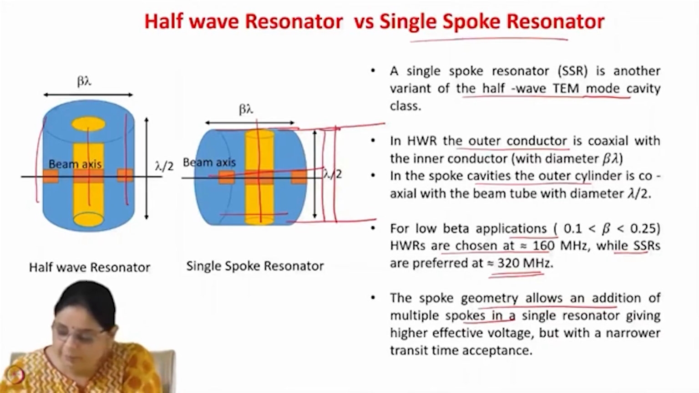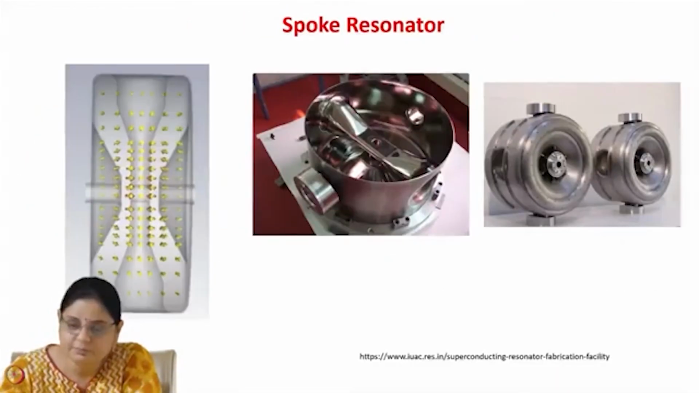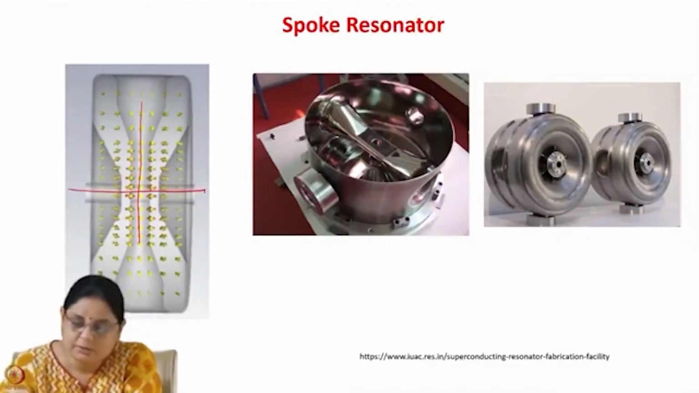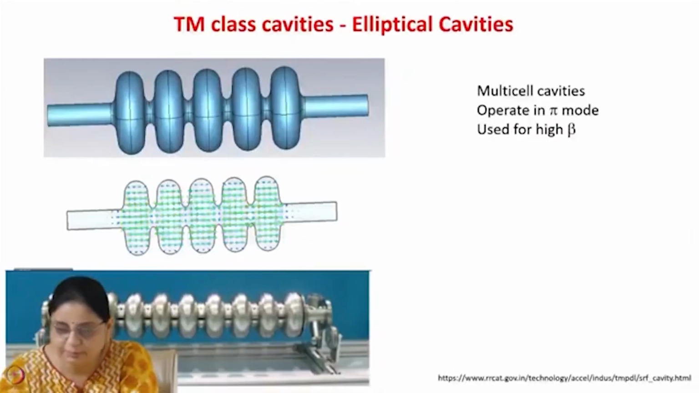So you can have multi-gap spoke resonators. You get higher effective voltage, but the transit time acceptance becomes narrower. This is a picture of a spoke resonator. Here is the spoke, and this is the beam axis. This is the aperture for the beam to go through. This is a jacketed spoke resonator.